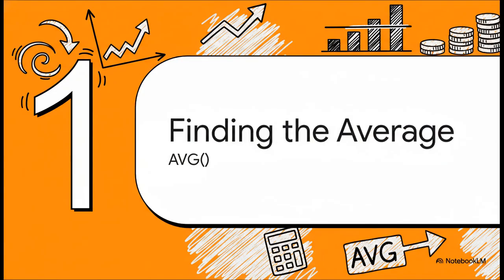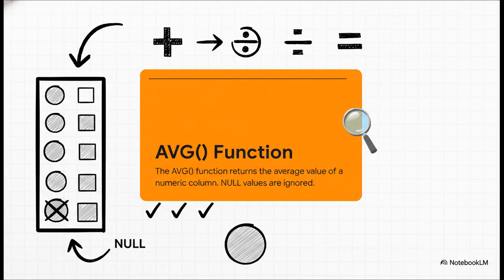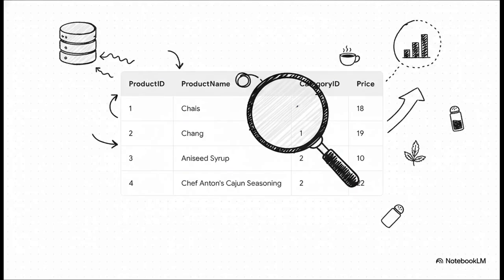All right, first up, let's tackle that whole average price question. And for that, we've got a function that's, well, perfectly named for the job, AVG. So the AVG function is awesome because it's so straightforward. It just adds up all the numbers in a column and divides by how many there are. But here's the really important part. If you have any blank spots, what we call null values, SQL is smart enough to just ignore them, which is huge, right? Because you don't want those empty cells being treated as a 0 and messing up your whole average.